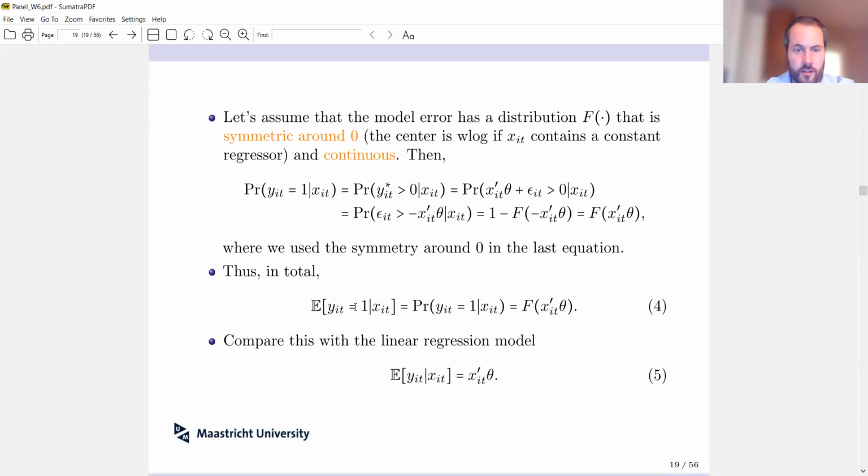Sorry, this is a small mistake. I'm going to fix that immediately. So the conditional expectation of y given x is the probability of y being 1, conditional on x, and is given by this F of xt prime theta. Comparing with the linear regression model, in the linear regression we really assume that this F is the identity. Okay, good.